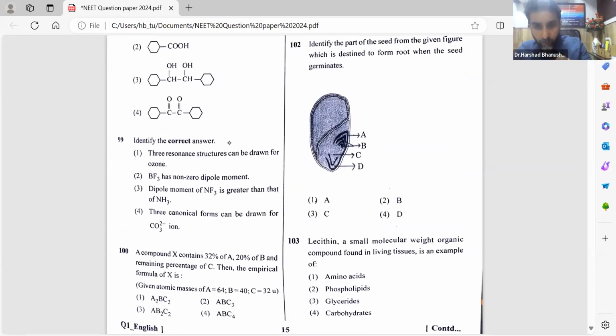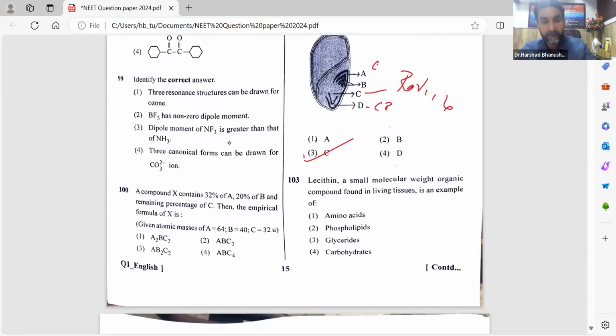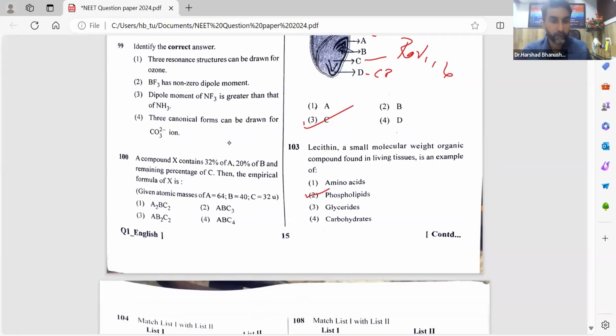A is your coleoptile, and B would be your plumule and all. D would be coleorhiza, and C is radicle. Now they have asked you which part forms the fruit. C shows the radicle, so answer would be option number 3, which is the radicle. Lecithin is an example of a phospholipid found in your cell membrane. So the answer for lecithin is option number 2.